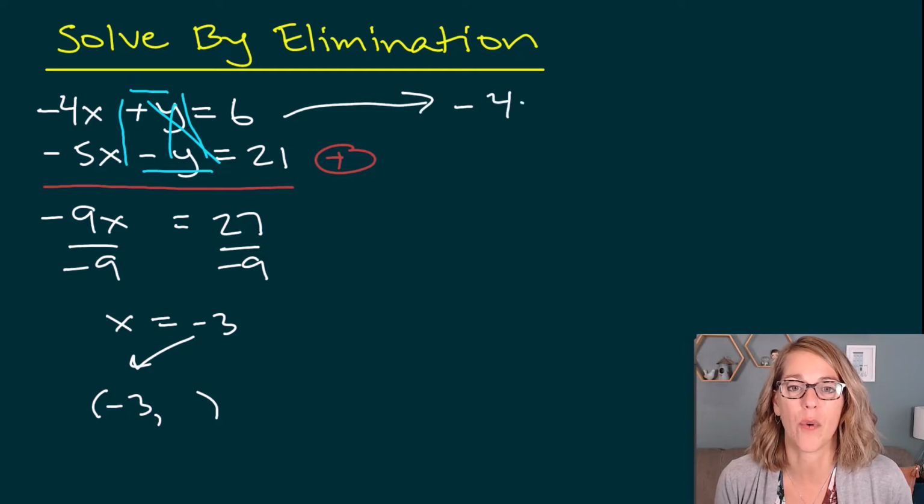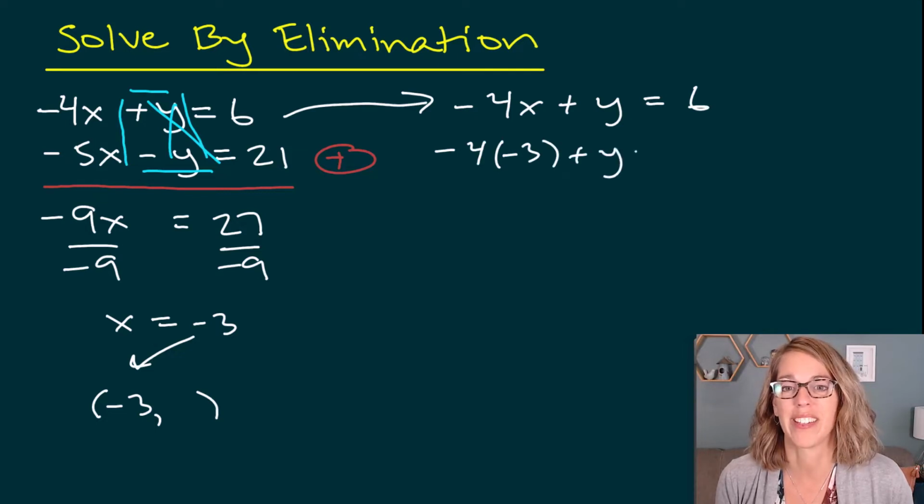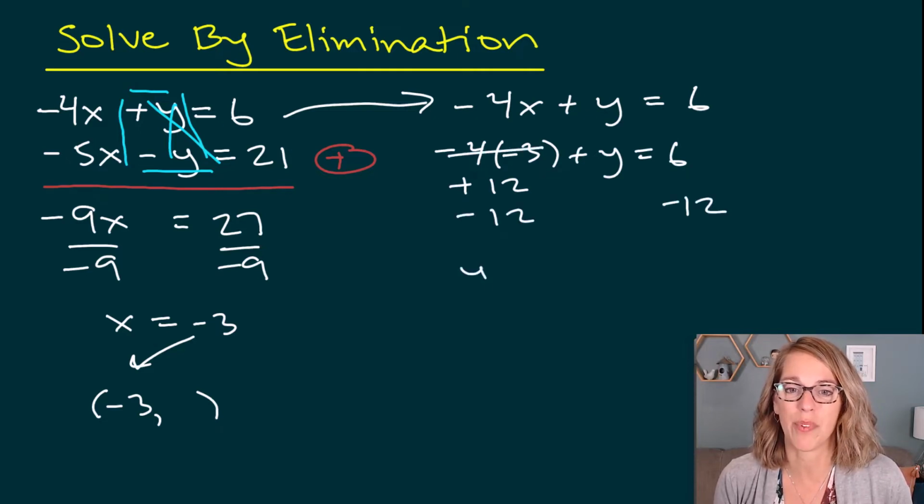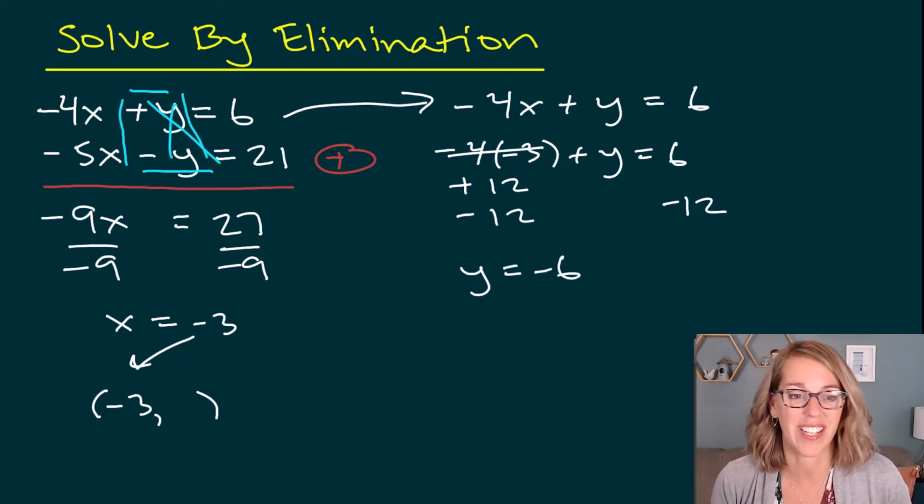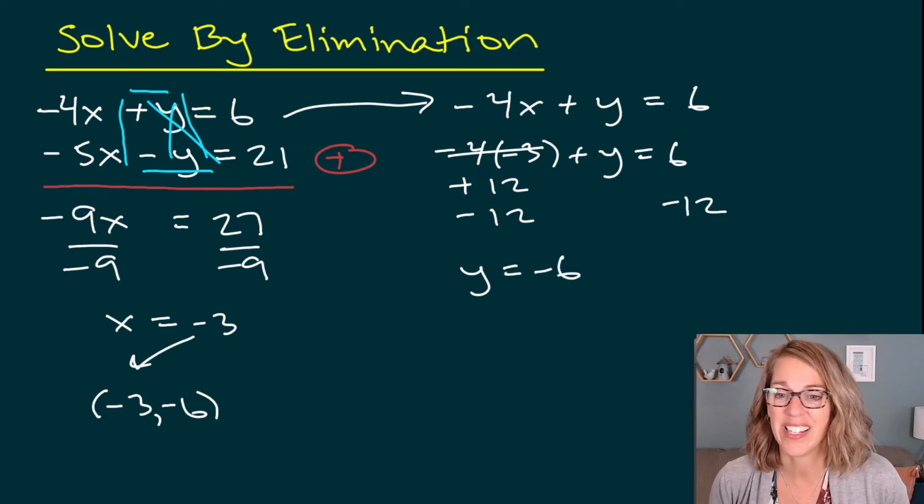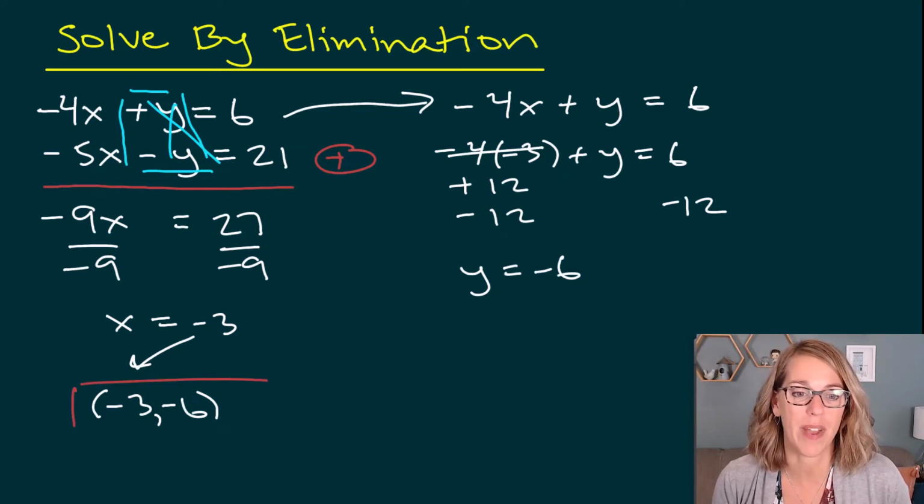So I've got -4x plus y is equal to 6. Well, I do have a value for x, so -4 times -3 plus y is equal to 6. This is 12 right here, so I've got a +12. I can subtract the 12 from both sides, and I end up with y is equal to 6 minus 12, or -6. So I've got -3, -6 for my answer.